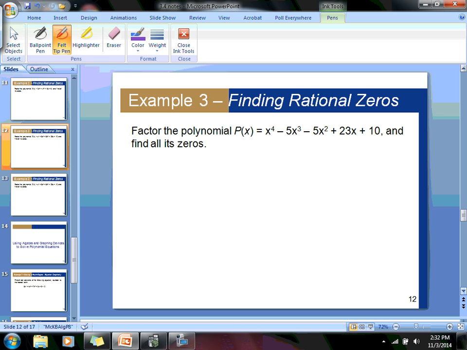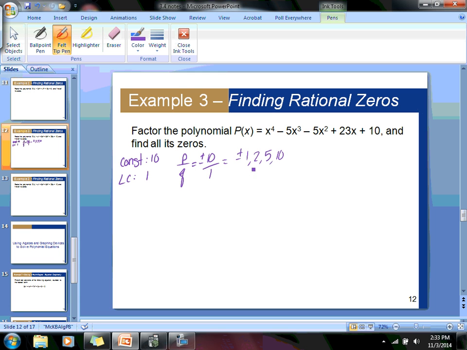Okay, now example 3. This one is going to have an extra step to it. So again, it says to factor the polynomial and find all of its zeros. So we're going to start off by listing all the possibles. So my constant term is the 10. My lead coefficient is 1. So that's going to be my p over q. So that'll be 10 over 1, plus or minus. So basically I need all the factors of 10. Okay? So I need 1 and 2 and 5 and 10.